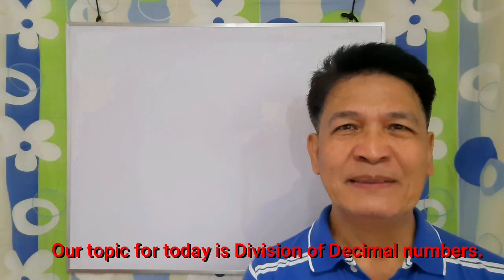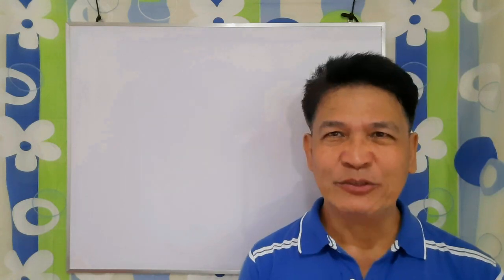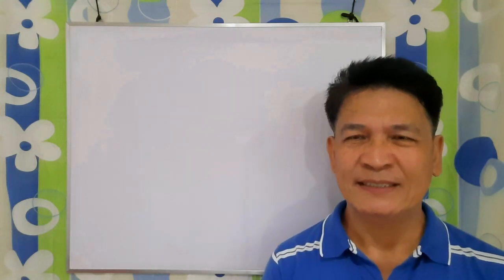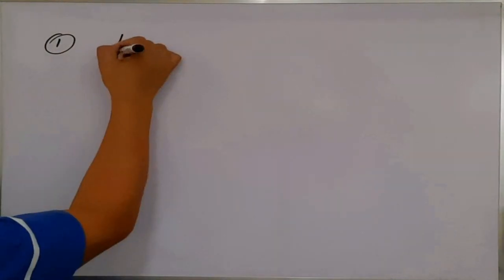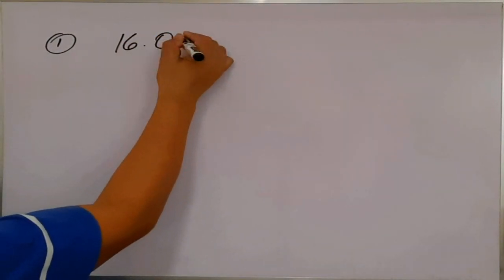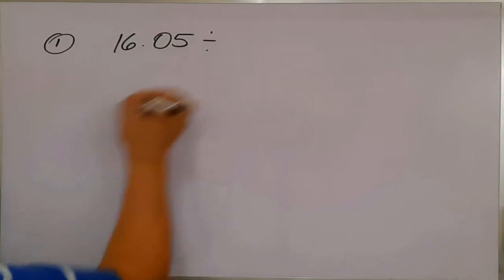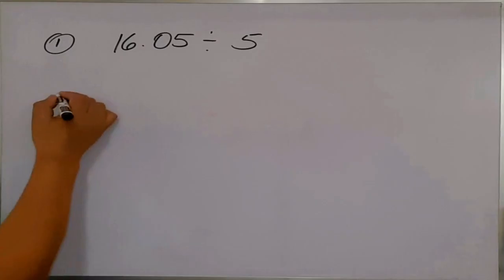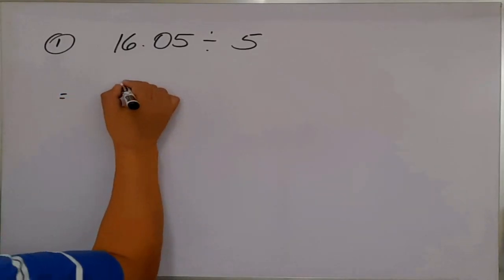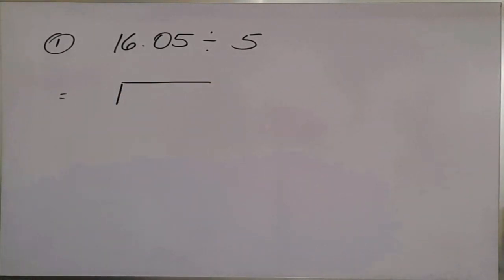Ang ating pag-uusapan ngayon ay division of decimal numbers. Let's start with our example number 1. 16.05 divided by 5. Okay, so let's make the division the long method.